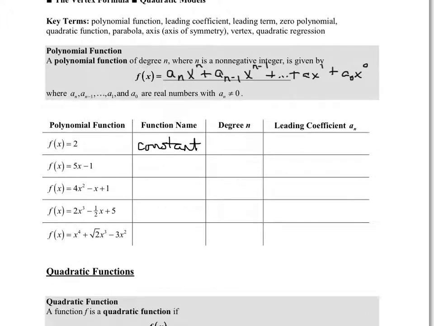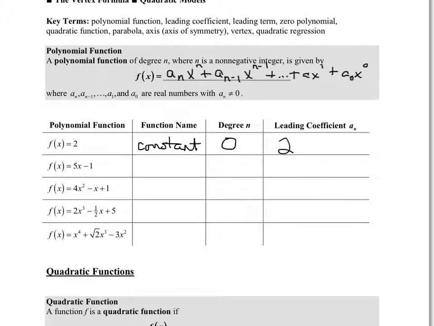And the degree is always indicated by whatever the highest exponent on a variable is within my function. And if I don't have a variable that I see, it's because the exponent was 0. And the leading coefficient would be whatever that number is that would be in front of the highest variable to the highest exponent. The only thing I have here is 2. That will be my leading coefficient.